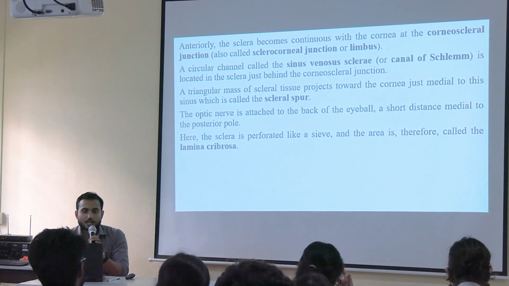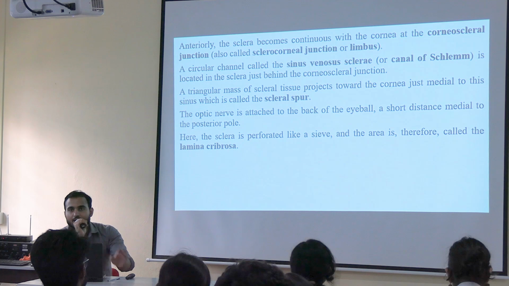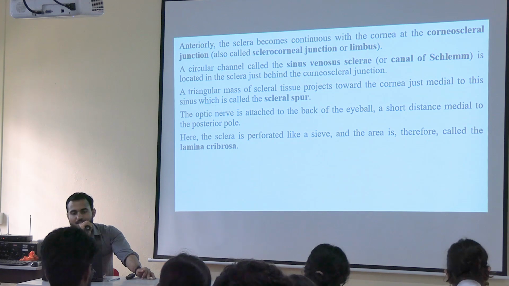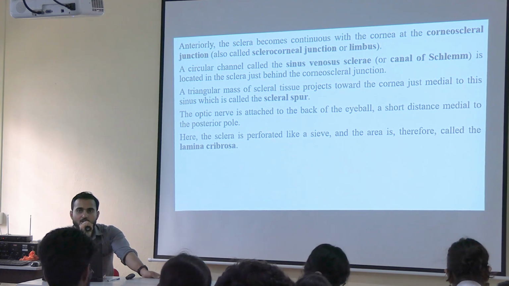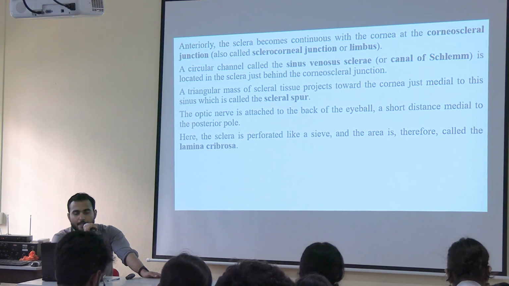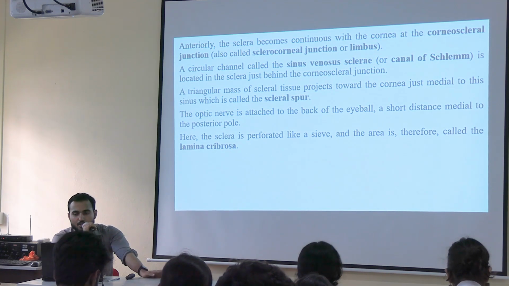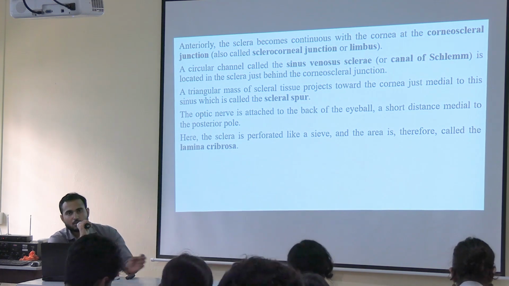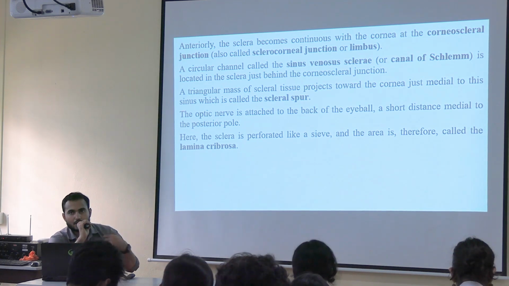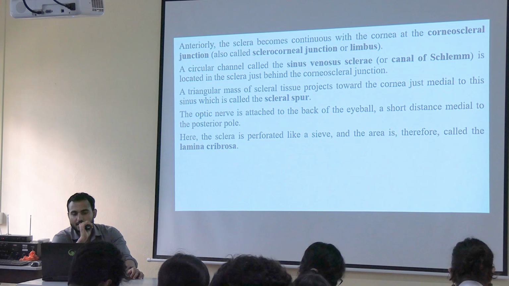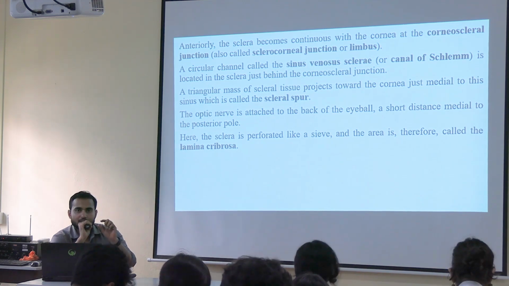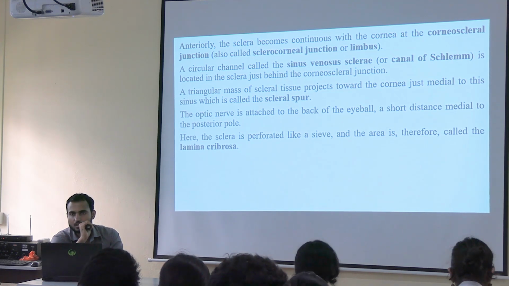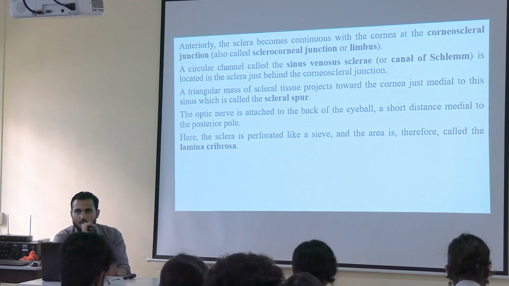Very important structure. Medial to the canal of Schlemm, a triangular piece of scleral tissue is present, that is called a scleral spur, which helps in the drainage of aqueous humor. Next, if you see the optic nerve, it is attached to the back of the eyeball, medial to the posterior pole of the eyeball. Now, when the optic nerve is coming out from the eyeball, it is piercing the sclera. The part of the sclera which is pierced by the fibers of the optic nerve is called the lamina fibrosa.